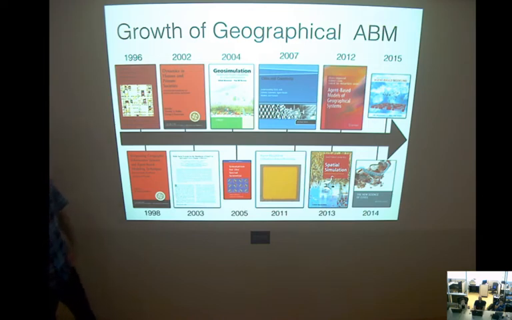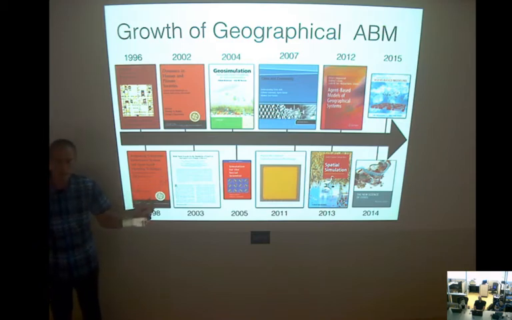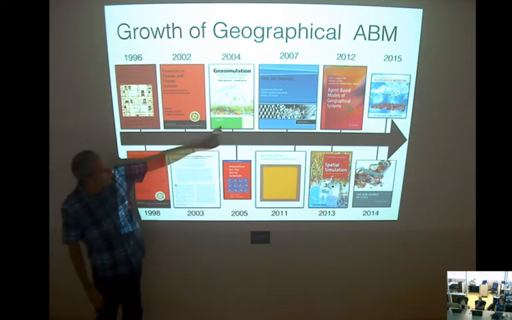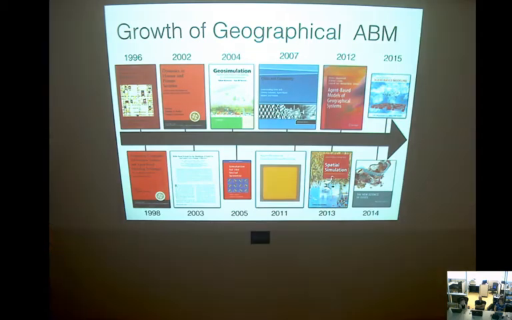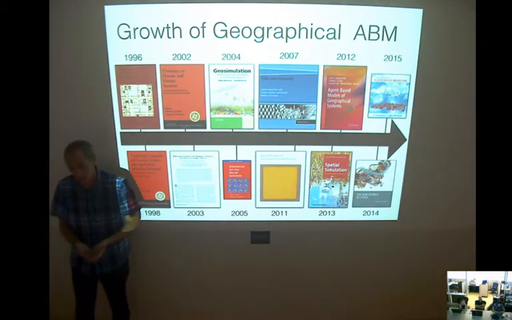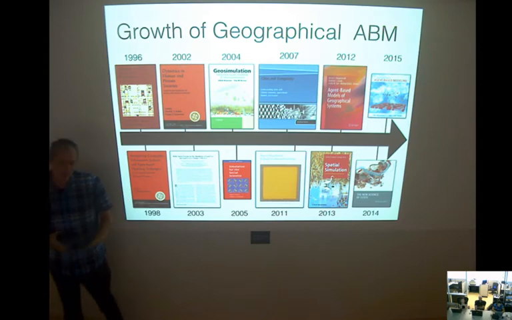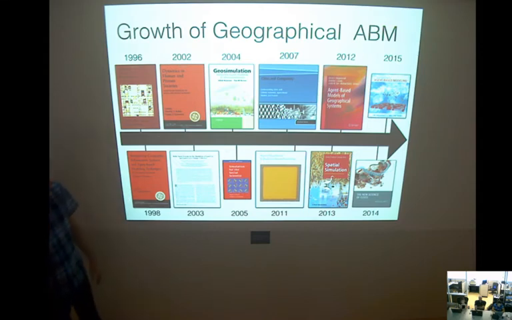We have a great review paper by Dawn Parker et al. talking about the promise of agent-based modelling with respect to land use and land cover change models. We have Itzhak Benenson and Paul Torrens' book on geosimulation, on how we can create geographical automata to study the world around us.